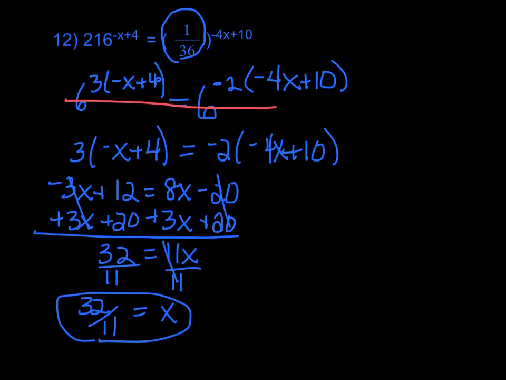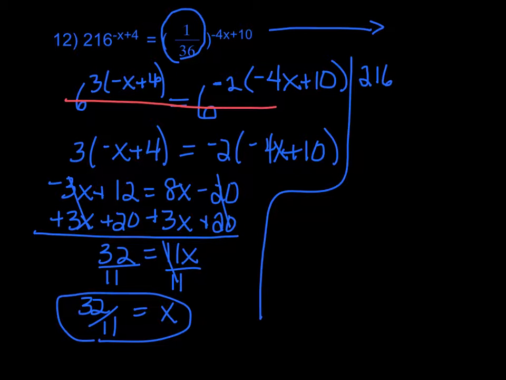Okay, so remember again, you need to do a check. So you're always going to do a check in your original equation. And I know this is going to be a little crazy looking because I can't fit it all in, but 216 to the negative 32 over 11 plus 4 power. You're going to plug that into your calculator, and it's going to equal 1 over 36.